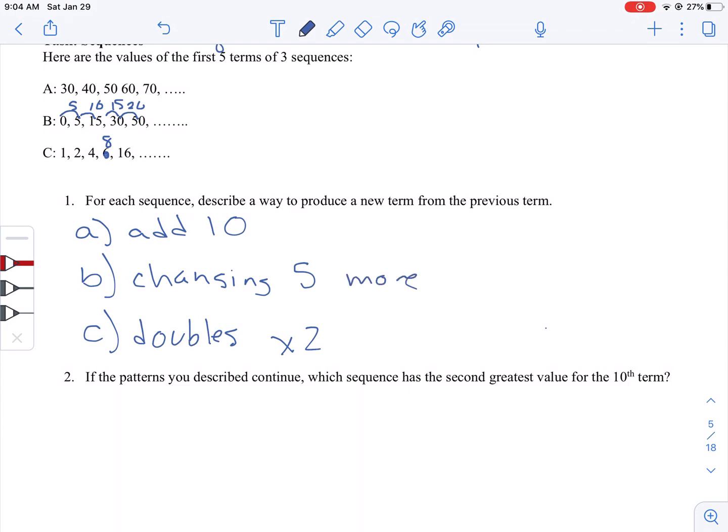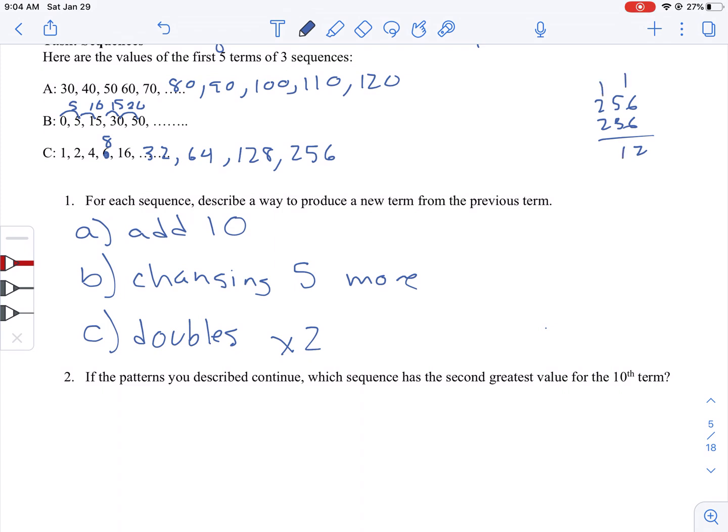So if we have to find which sequence has the second greatest value for the 10th term. So we have 5 here, so 70, 80, 90, 100, 110, 120. Well, this one would go 32, 64, 128, 256. If I double 256, 512. So the next one I'd add 25, so that'd be 75.